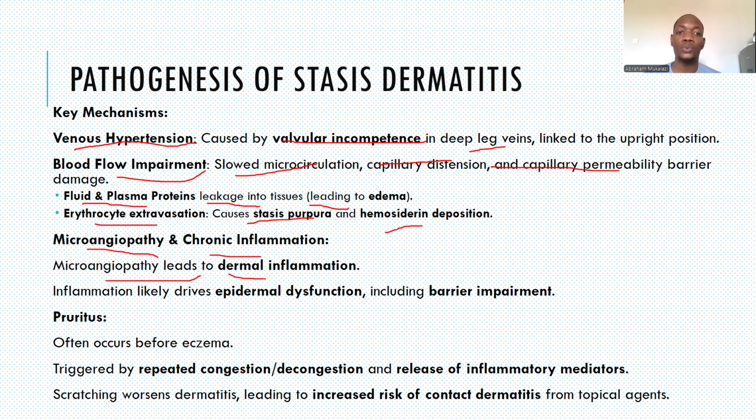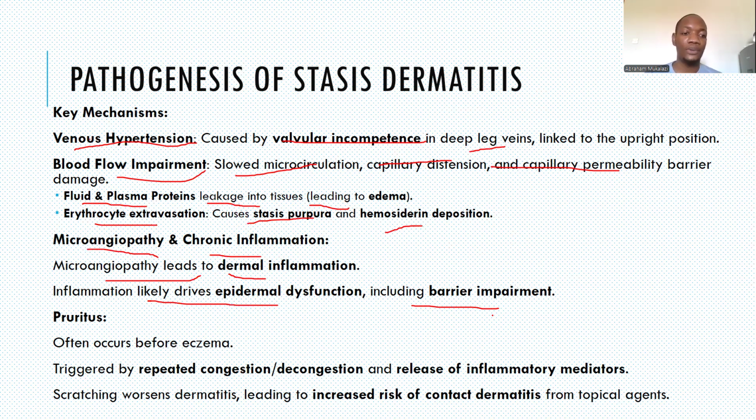Microangiopathy usually leads to dermal inflammation, and inflammation is likely the driver of epidermal dysfunction as well as barrier impairment. Because when you have inflammation, you have immune cells coming to the area, destroying a few things here and there, that ends up actually damaging and impairing the barrier.